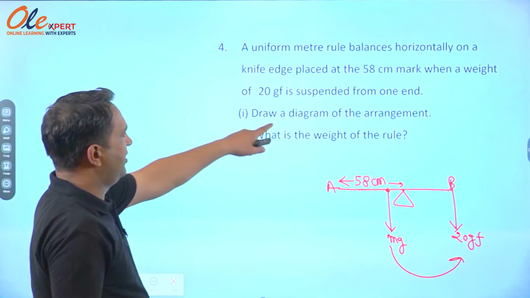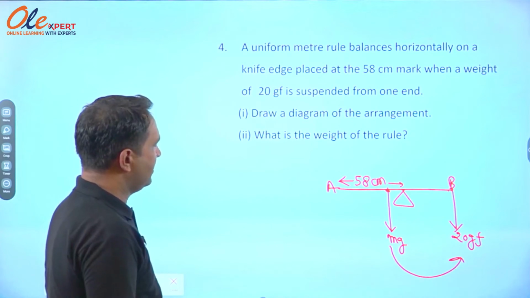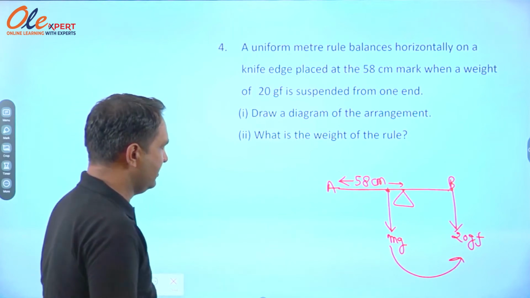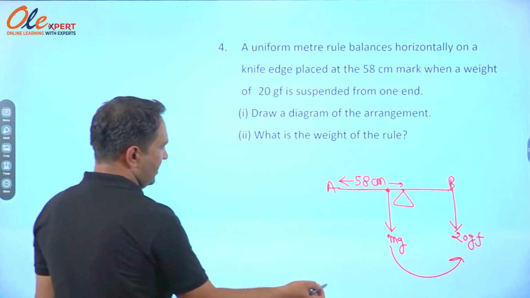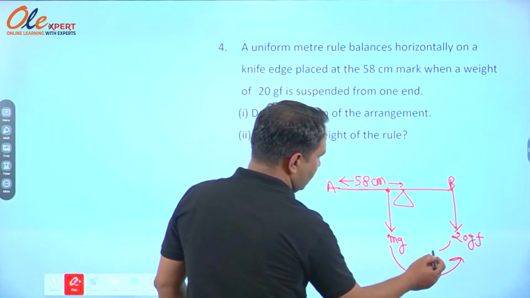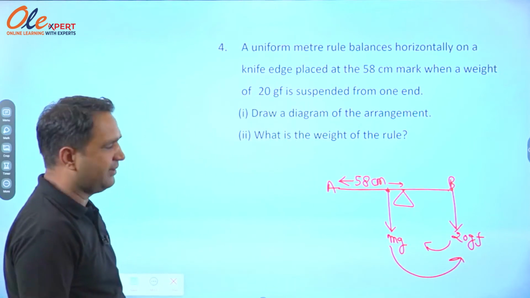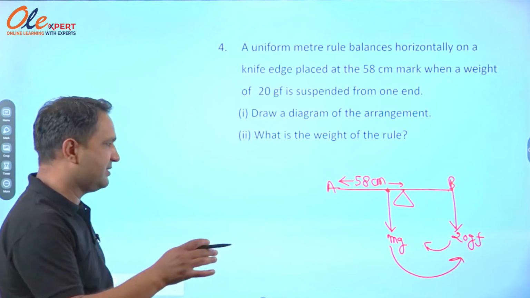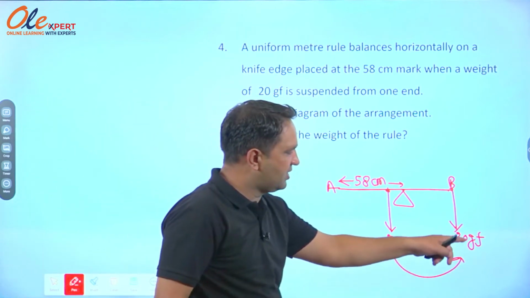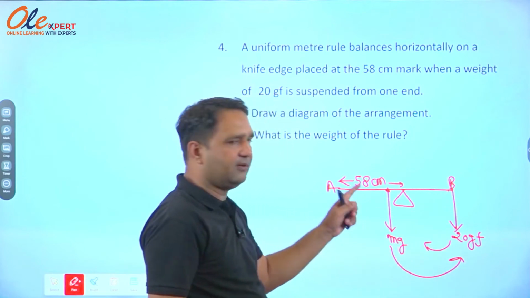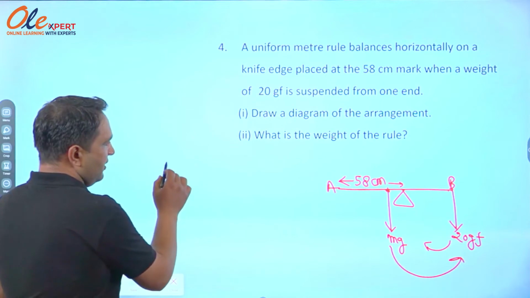Draw a diagram of this arrangement. So this is the diagram of this arrangement. What is the weight of the rule? We have to calculate the weight of this rule mg. So again we are trying to apply the clockwise moment is equal to anti-clockwise moment of force. When we are saying momentum, ignore it, it is moment of force. So this will do clockwise moment of force and it will do anti-clockwise moment of force.